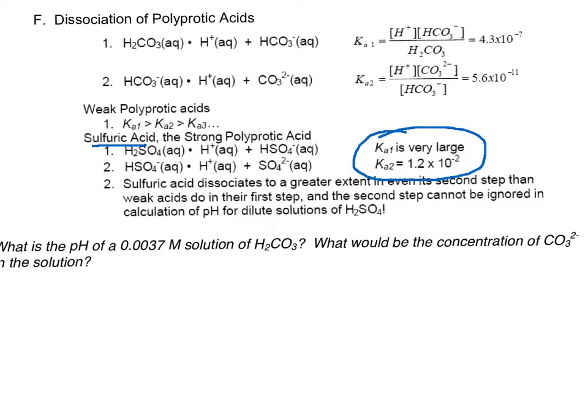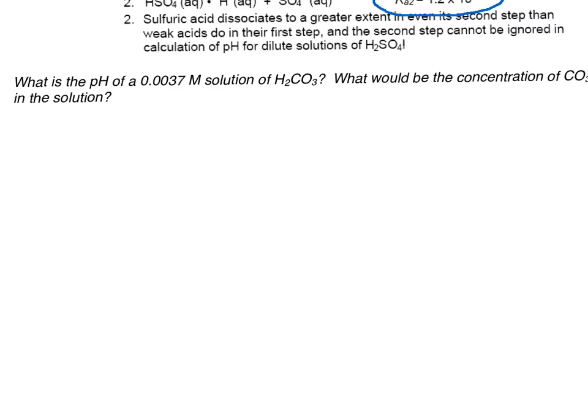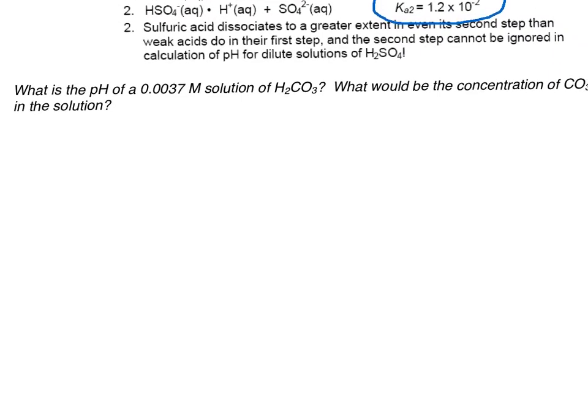All right, so let's take a look at an example problem here, dealing with a polyprotic acid. What's the pH of a 0.0037 molar solution of carbonic acid? What would be the concentration of carbonate ions in the solution?